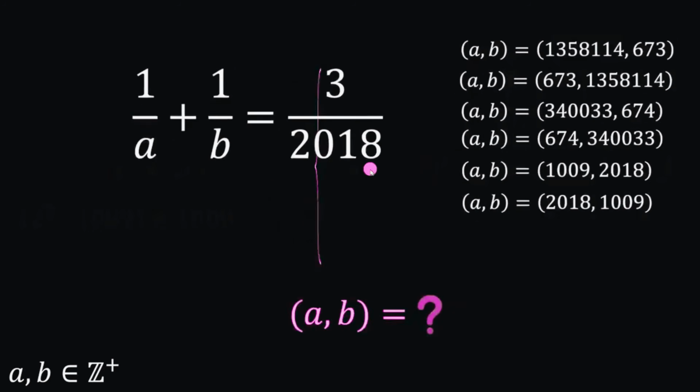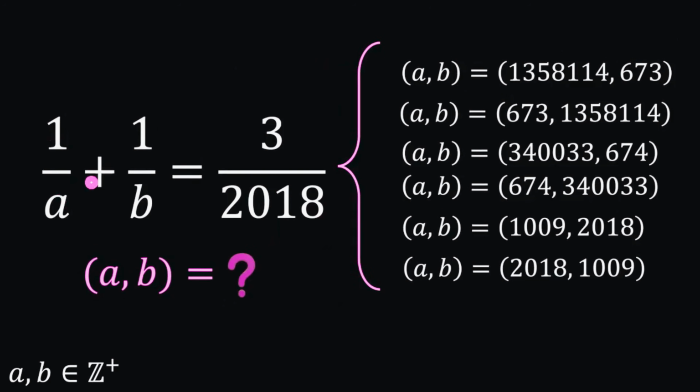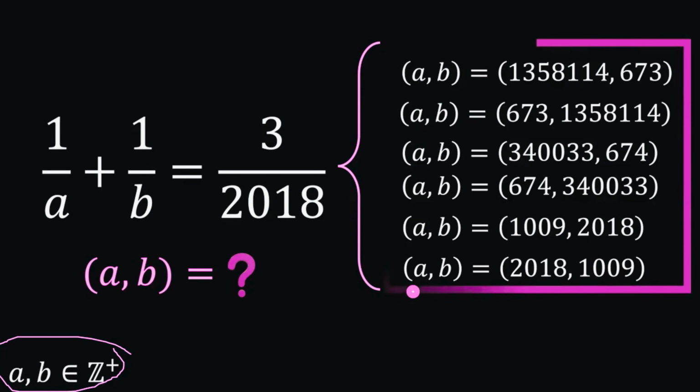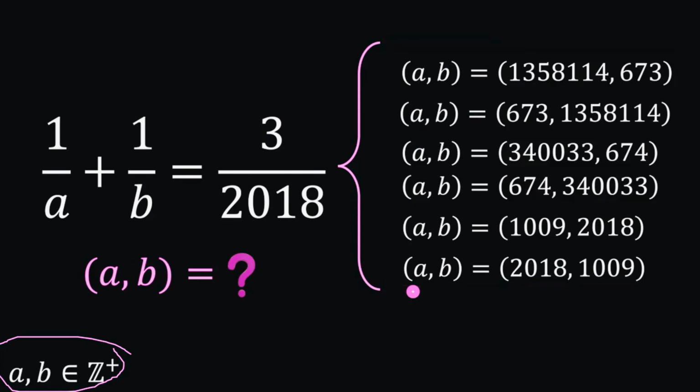And there you have it. So, given this equation 1 over a plus 1 over b equals 3 over 2018, wherein a and b are both positive integers, then we found 6 possible values of a, b that satisfy this equation. And here they are. And as always, we are done.